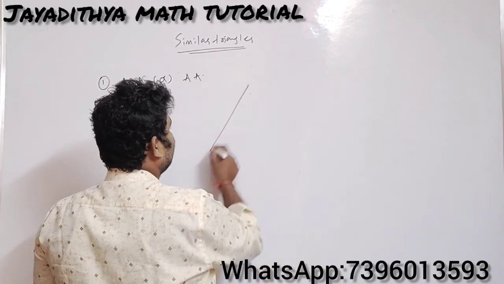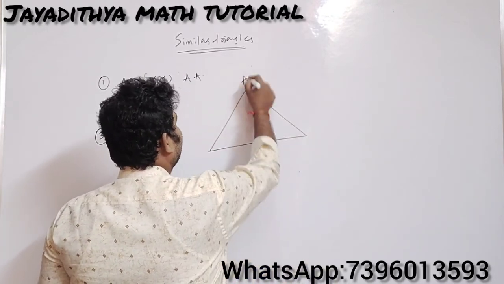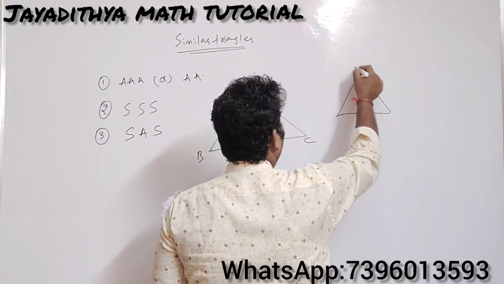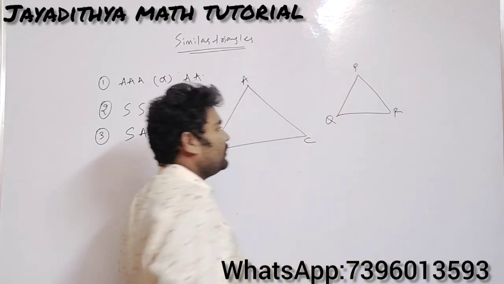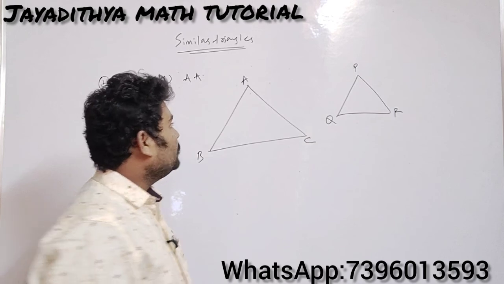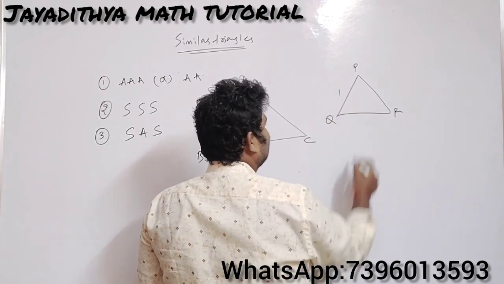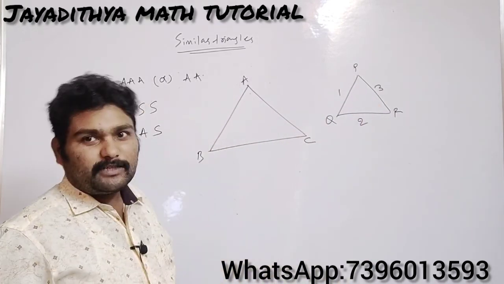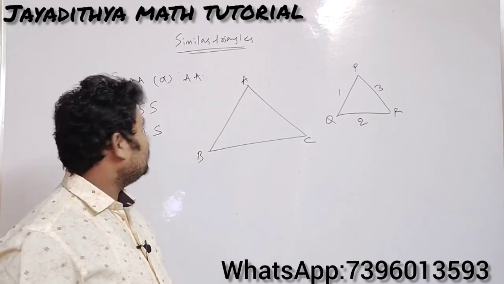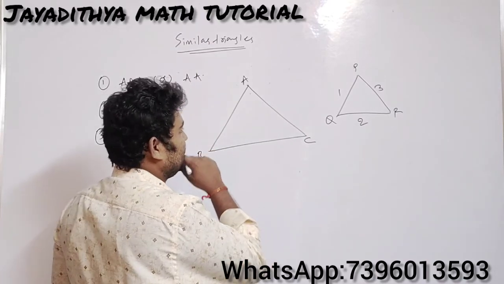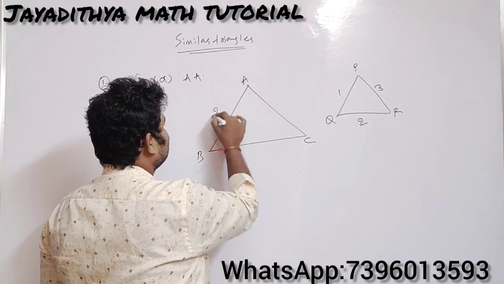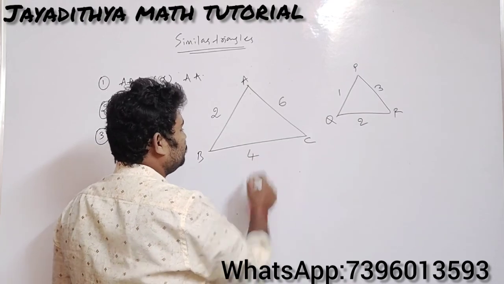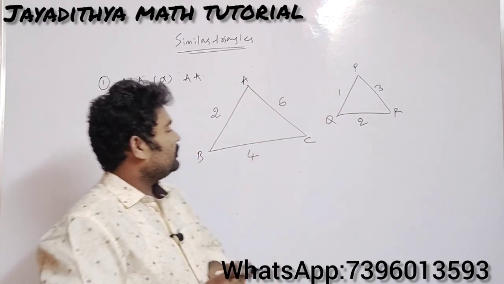So see here how I am taking it again. ABC is one triangle, and I am taking the other triangle as PQR. Let us take the sides here: PQ as 1 centimeter, QR as 2 centimeters, and PR as 3 centimeters. Now the ratios must be equal, right? Corresponding sides' ratios must be equal in the second criterion. So you can observe like this: if it is 1, I am taking this as 2; if that is 3, I am taking it as 6; and if it is 2, I am taking it as 4.